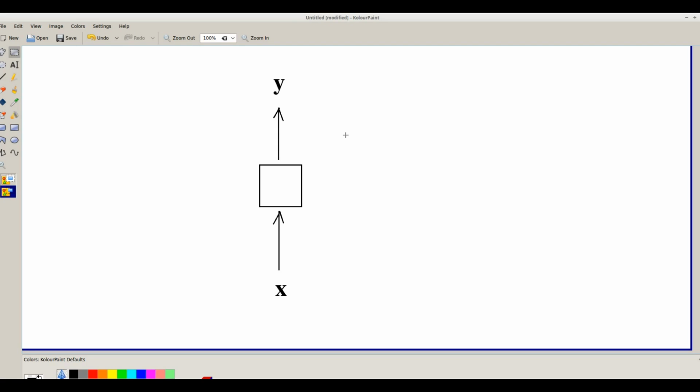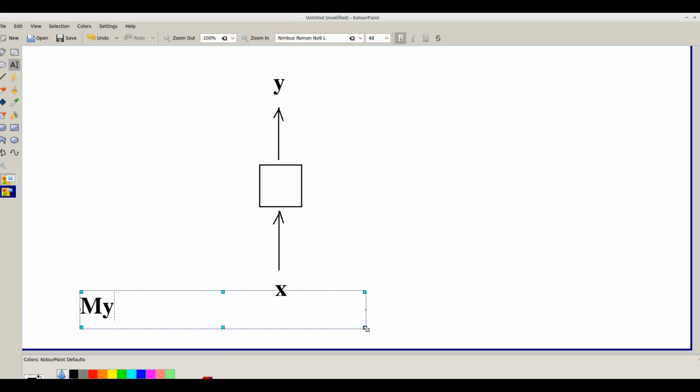How about words? Let's suppose people are saying a sentence. My mom likes tacos. I guess my mom likes tacos. I'll have to ask her. I think she does. But here's a sentence. We'll write it down. My mom likes tacos.